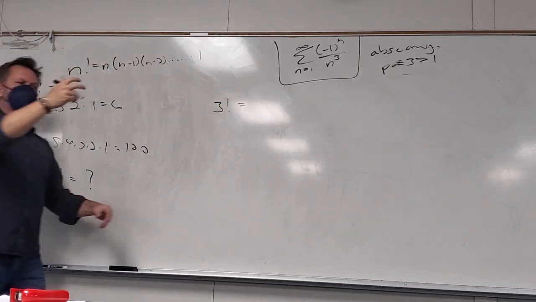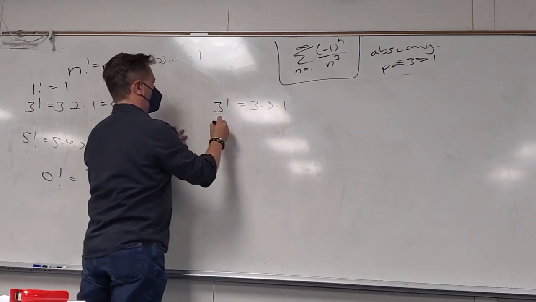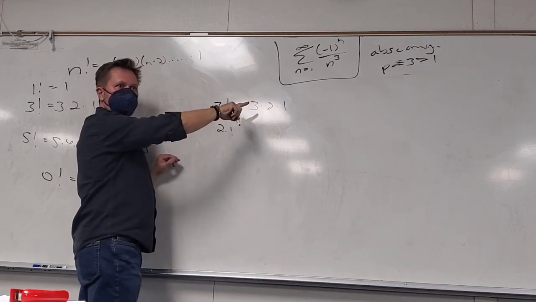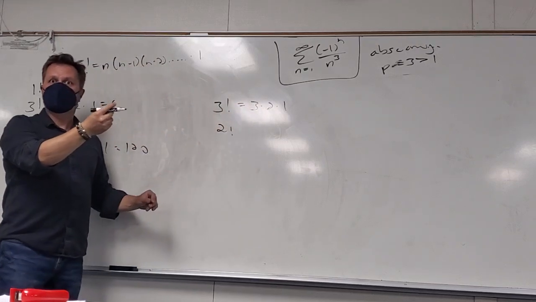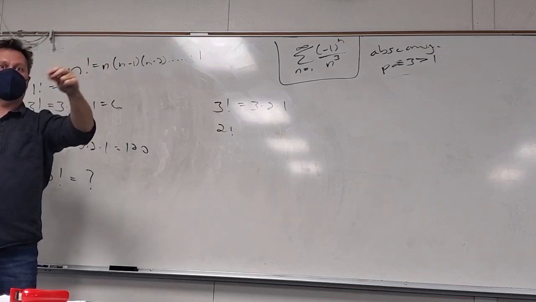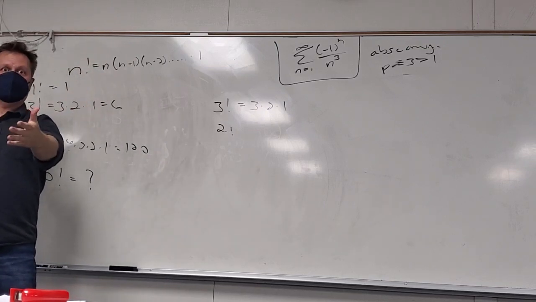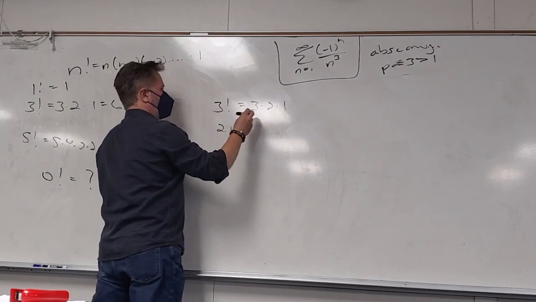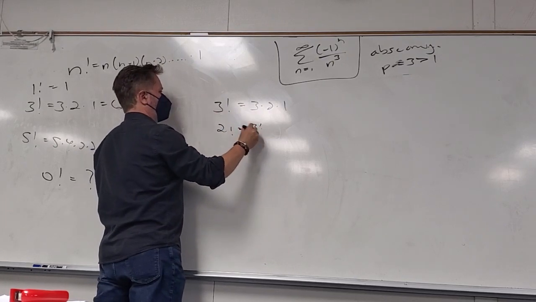What's 3 factorial again? It's 3 times 2 times 1. How do you get from 3 factorial to 2 factorial? Don't you divide by 3? Yes? To get from 7 factorial to 6 factorial, I lose the 7, right? So I would take 3 factorial divided by 3.